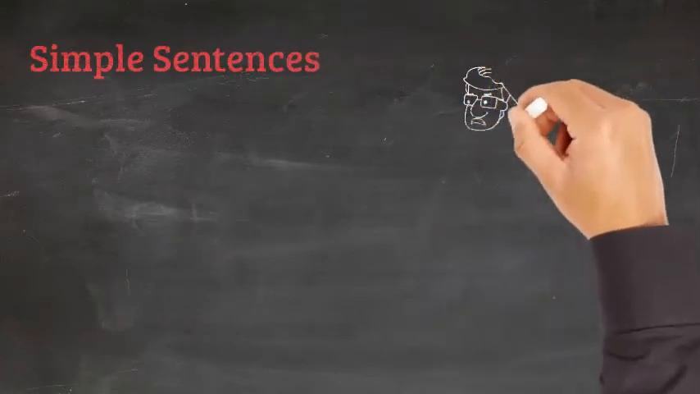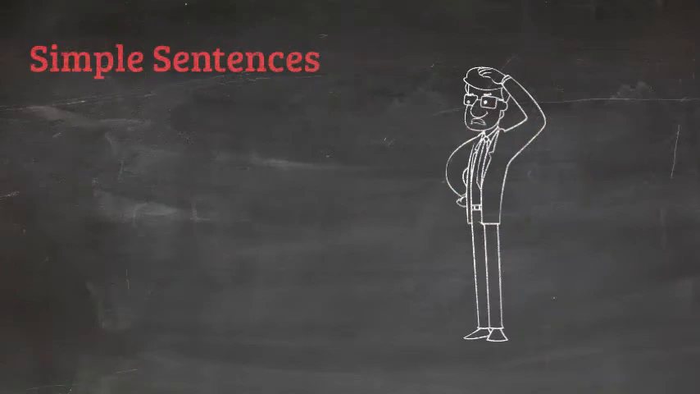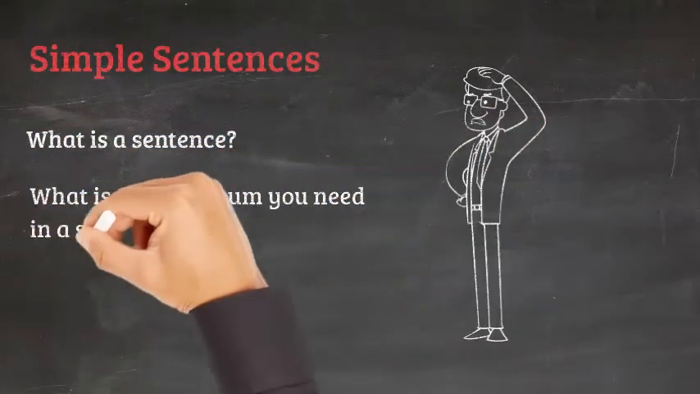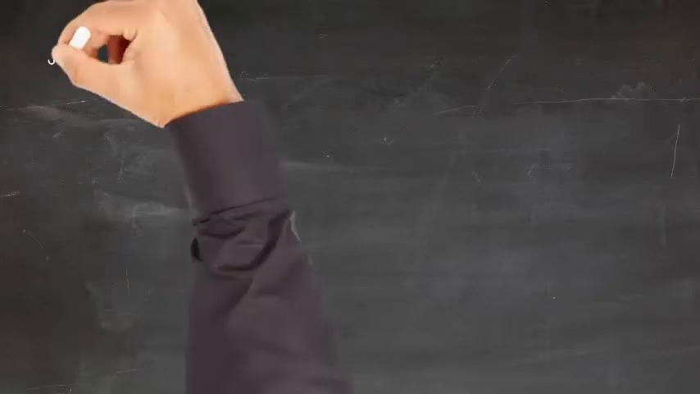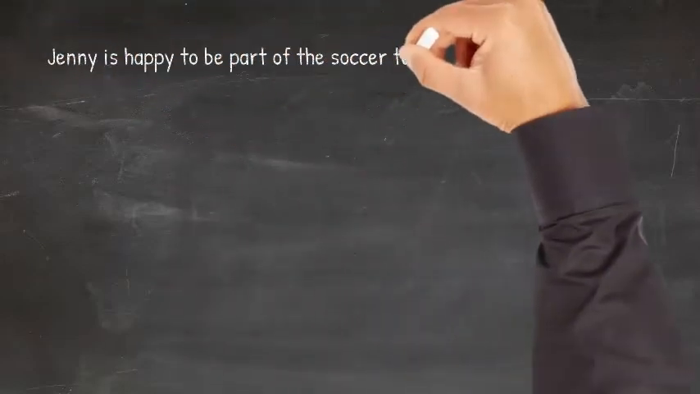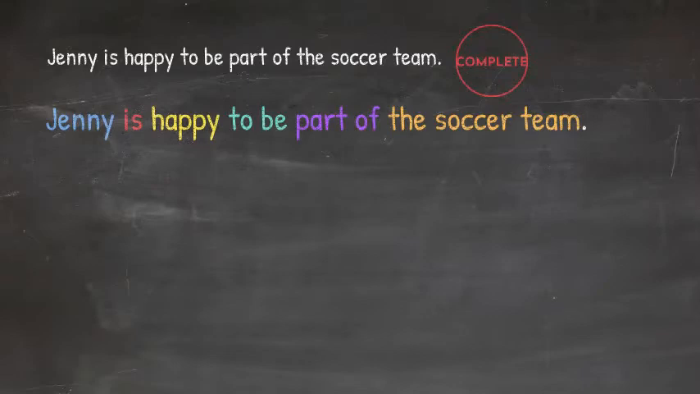But before we start talking about what makes a simple sentence, let's talk about sentences in general. What is a sentence? What is the minimum you need in a sentence to make it complete? For example, let's look at the following statement. Jenny is happy to be part of the soccer team. This is a complete sentence. It has all the necessary parts. But what are those parts? Let's take a closer look.